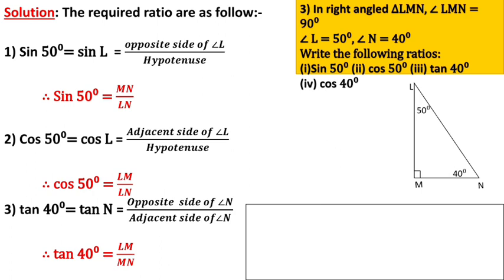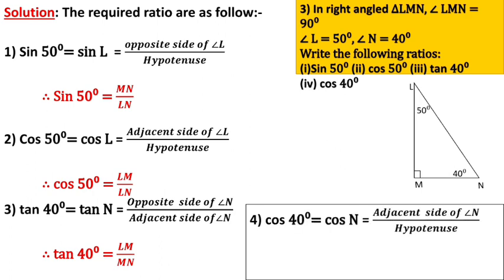Now the fourth one is given, cos 40 degree equals to, cos 40 means cos N. We know the cos formula is what? Adjacent side of angle N upon hypotenuse. So as per N, the adjacent side is MN and the hypotenuse is LN. Very good. I hope you have understood question number 3.